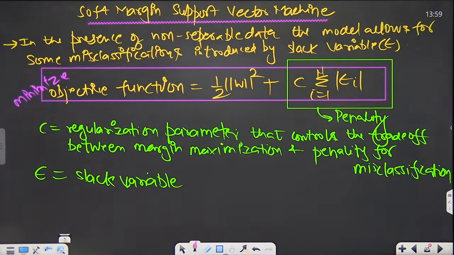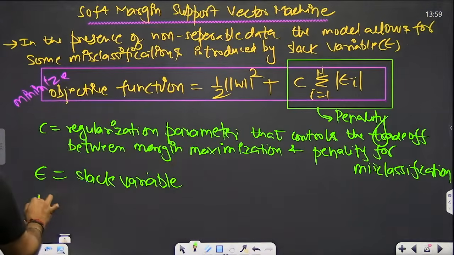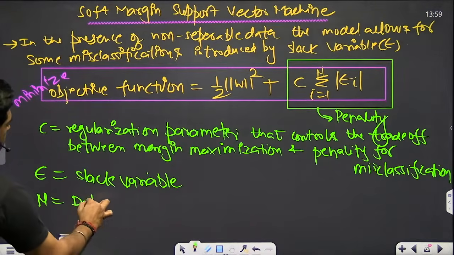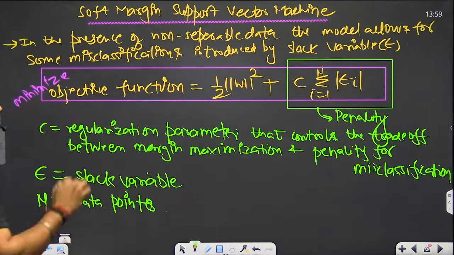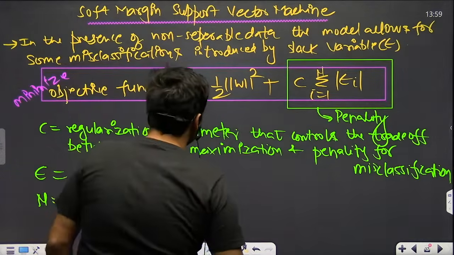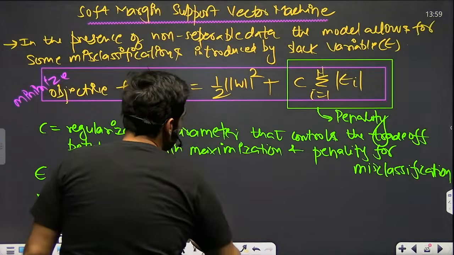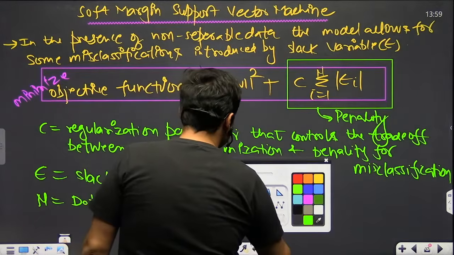Okay, and what is n? I hope you are able to see. n is the total data, the total data points. So this is how the objective function is defined. Okay, this is how the objective function is defined and subjected to the constraint. So we have a constraint also.